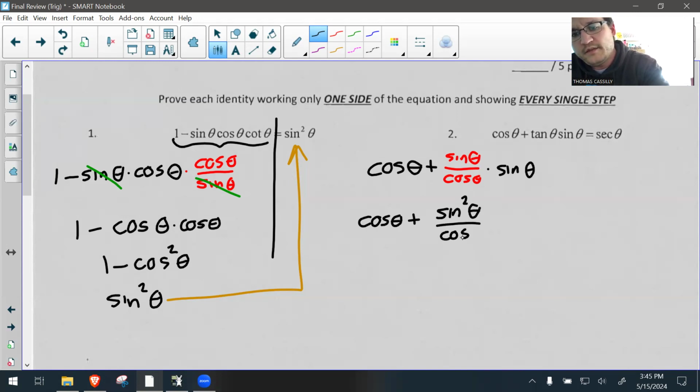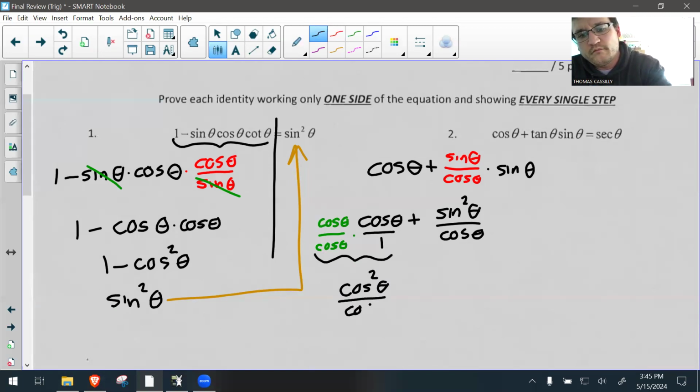Now, looking at this, I see a fraction and then I see a not fraction. You can always make them both fractions by putting it over 1. This is going to be one of those strategies that we need to use here. We need to get some common denominators. So I'm going to take the one that's on the leftmost and multiply it by cosine over cosine. So this whole thing turns into cosine squared of theta over cosine. Those are equivalent. And then we have this plus sine squared of theta all over cosine of theta.